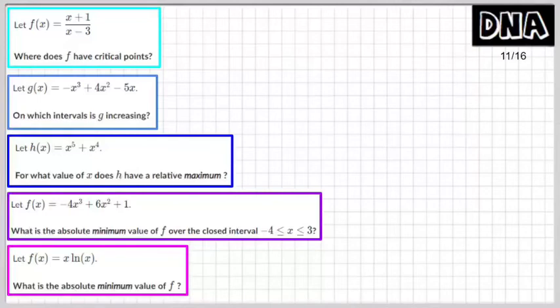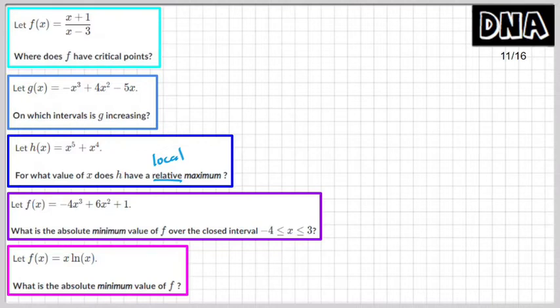Now it's time for dark blue. Dark blue says, for what values of x does h have a relative maximum? A relative max. Guys, the word relative is the same as local. Okay? Local max and relative max, same thing. All right. So locally, where do we have a max and where do we have a min?